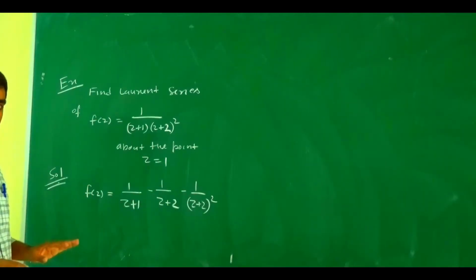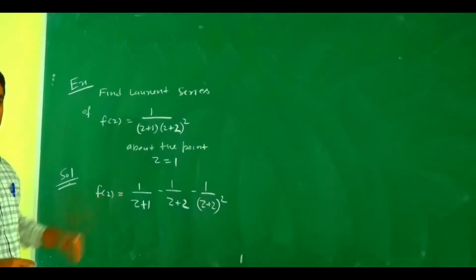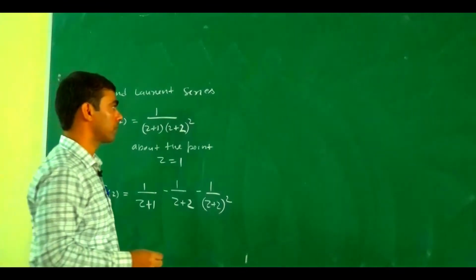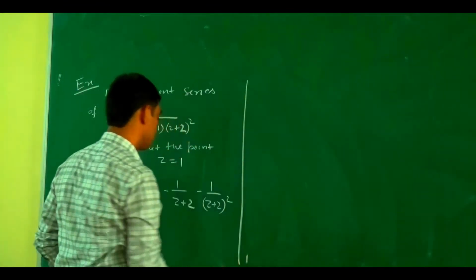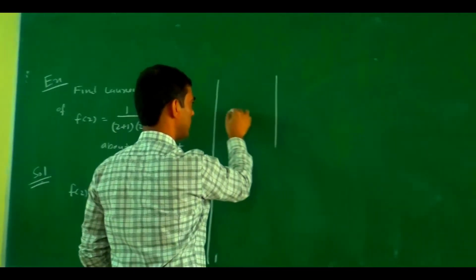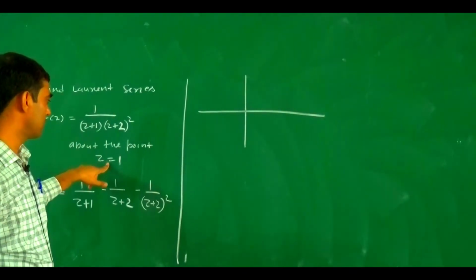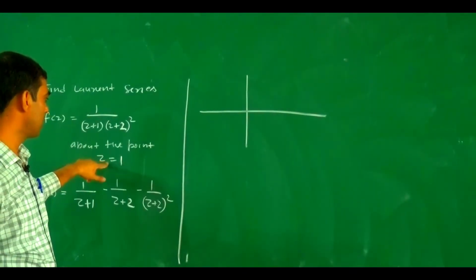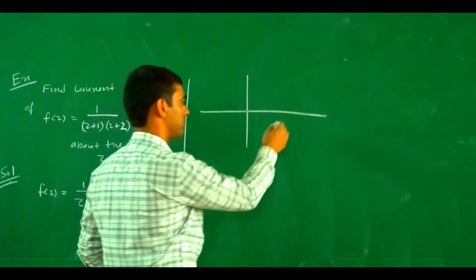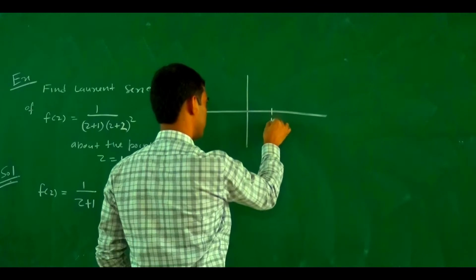First we decide what the possible regions are where we find a Laurent series expansion of this function about z equal 1. So we try to find out the regions, meaning a Laurent series expansion about z equal 1. So about z equal 1, this point is 1.